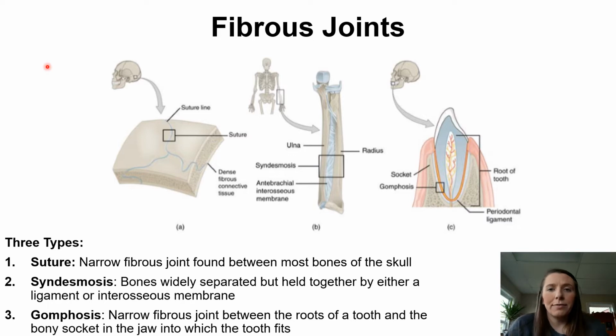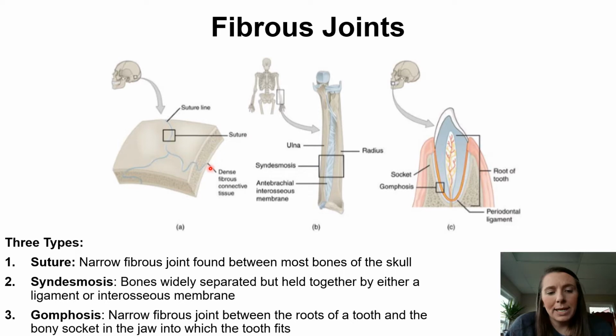So beginning with fibrous joints, fibrous joints have three subtypes. And the first type here is the suture. So we all know at this point what a suture is. It's that narrow fibrous joint that's located between most bones in the skull. And as a reminder, the fibrous joints have the fibrous connective tissue.